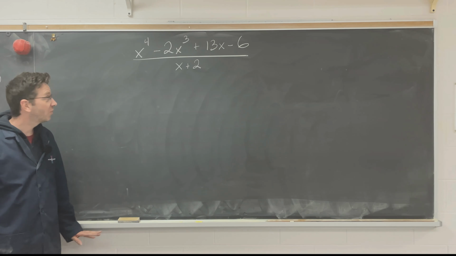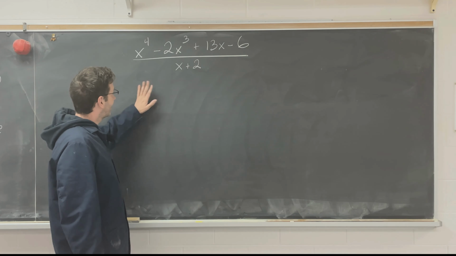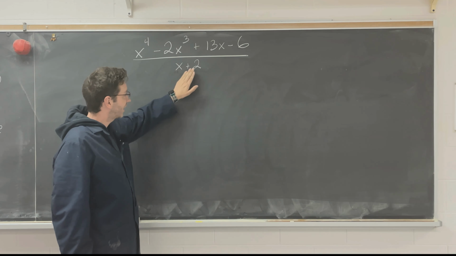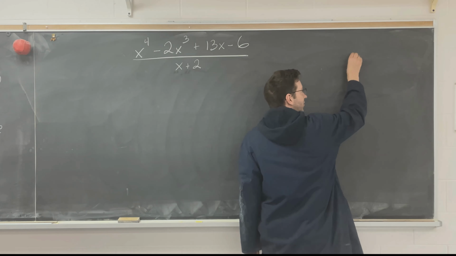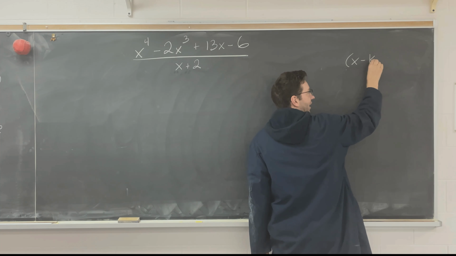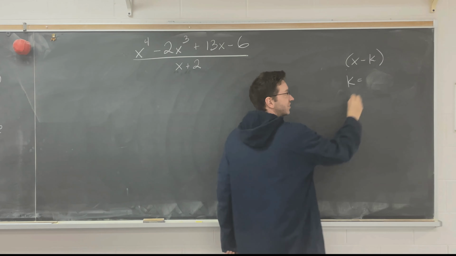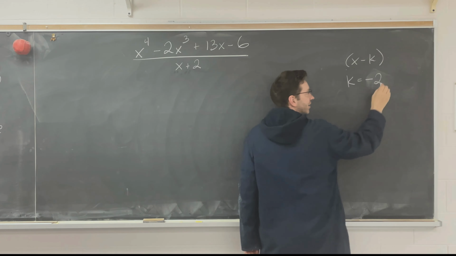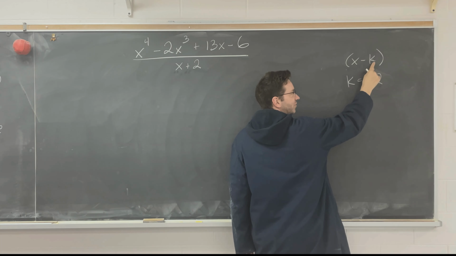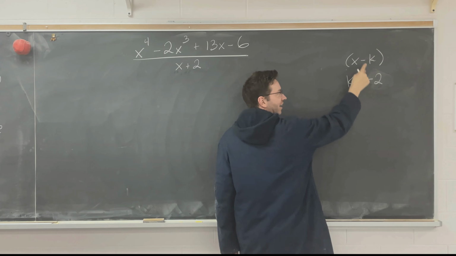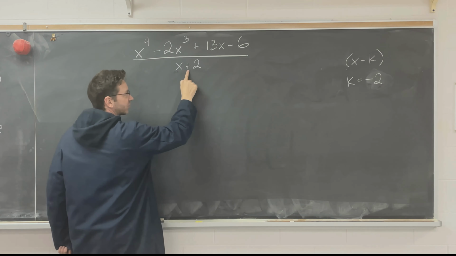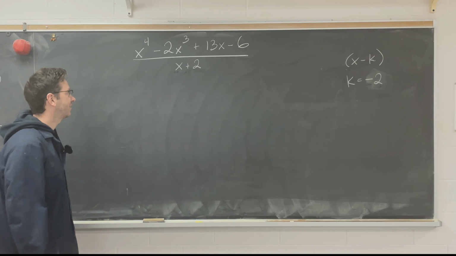All right, so this is the one we're going to try. Now let's first look at here, we have x plus 2. So remember, we're dividing by x minus k. So in this case, k is going to have to be negative 2, because when I substitute negative 2 for k, we get a double negative, which gives us this x plus 2. So k is negative 2.